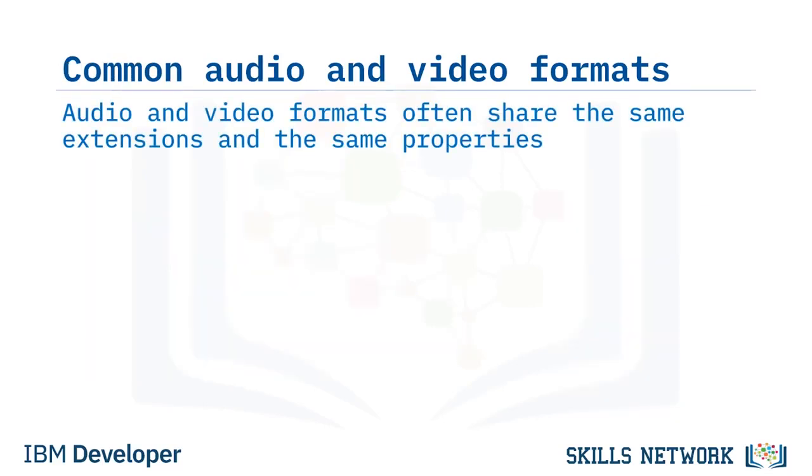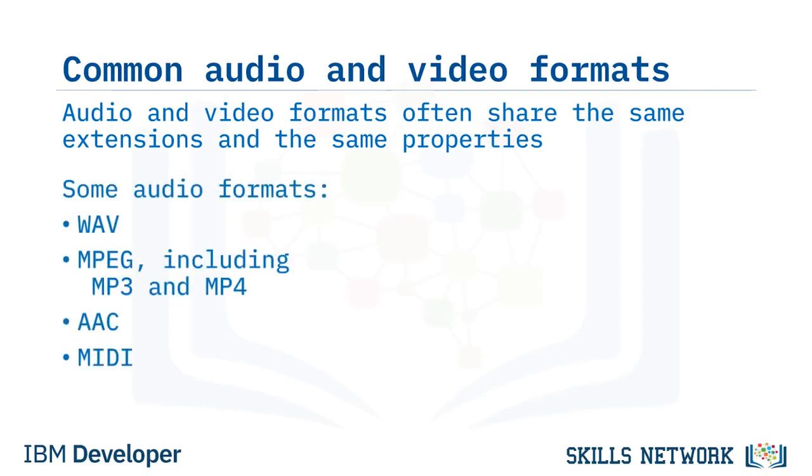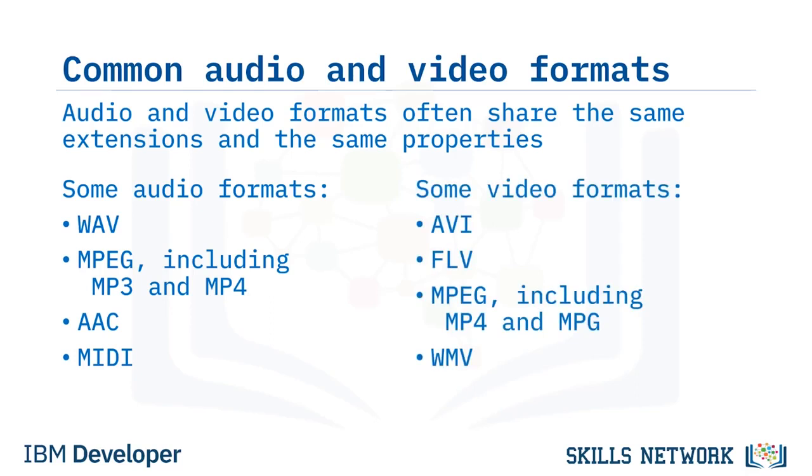Audio and video formats are sometimes listed together and sometimes share the same extensions. This is because they often share the same properties or have both video and audio data in them. Common audio files include WAV, MPEG, which includes MP3 and MP4 file types, AAC, and MIDI. Common video files include AVI, FLV, MPEG, which includes MP4 and MPG, and WMV.